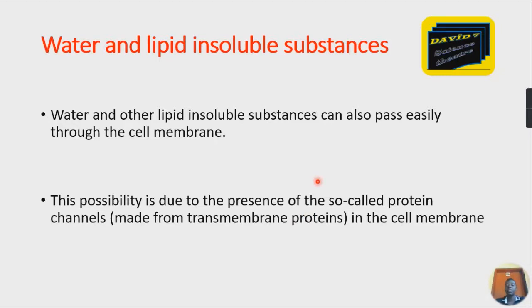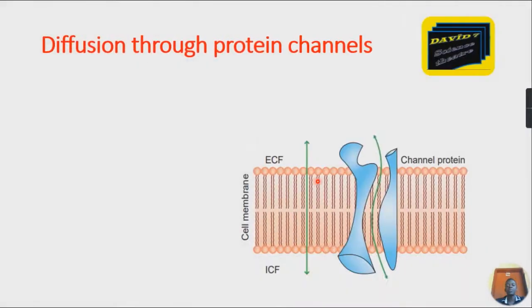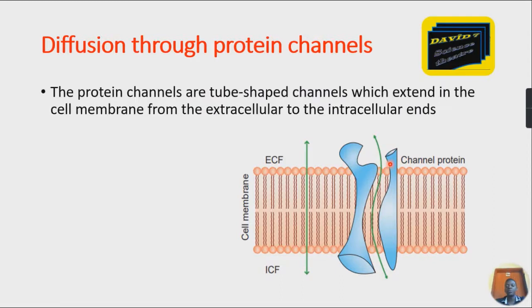Transmembrane proteins are proteins which traverse the phospholipid bilayer. From ECF to ICF, the protein touches either side. So these channels are made from those transmembrane proteins, which exist within the cell membrane. For example, as you can see here, transmembrane proteins make a channel. This channel which can transmit water can also allow other lipid-insoluble substances to go through it.